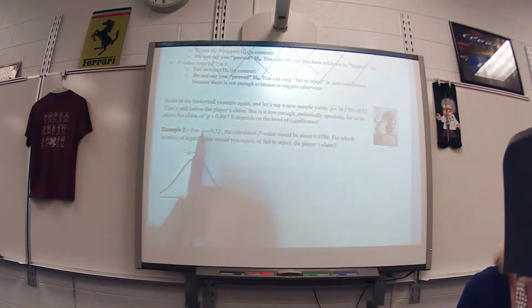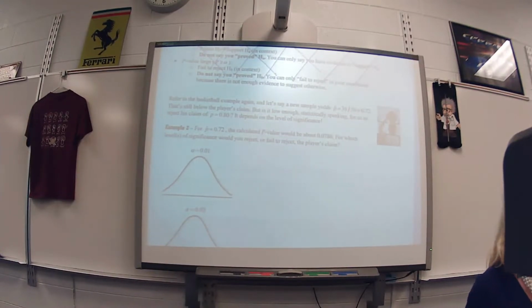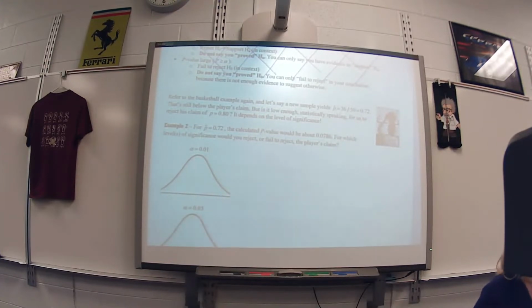Now, if you actually did the math on this, and you'll learn how to do this eventually, the p-value for this scenario would come out to be 0.0786, so about 8%. So what this would be saying is, assuming the guy really is an 80% shooter, the chances of him coming in at 72% or lower, just due to random chance, is 8%. Okay?